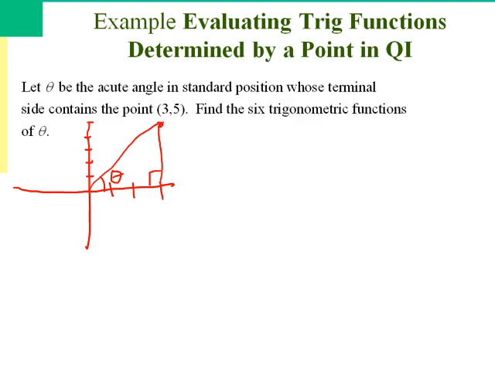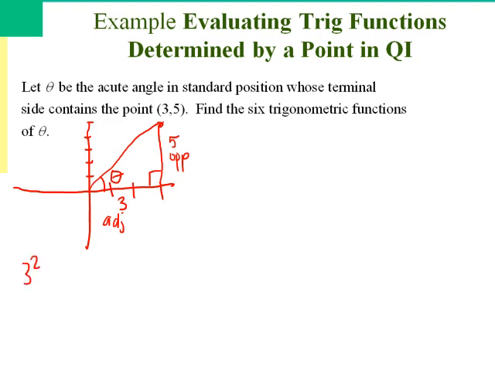Well, from theta, my adjacent side would be 3. That's the x part of my ordered pair. My opposite side is 5 units up from the x-axis, so that opposite side is 5. To find my hypotenuse, that's the third side of a triangle, given 2 sides, I use the Pythagorean theorem.